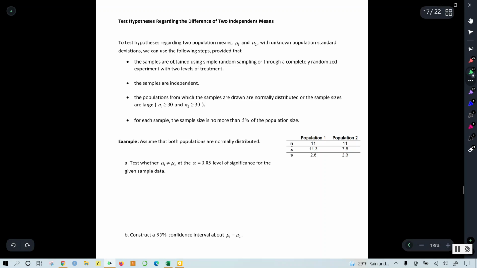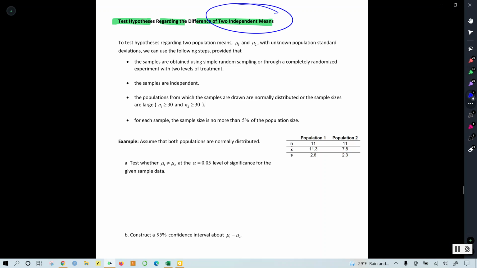In this video, our goal is to learn how to test hypotheses regarding the difference of two independent samples. Note that this test is different from the previous one where we had two dependent sample units. So in this case, we're dealing with the difference between two independent means.